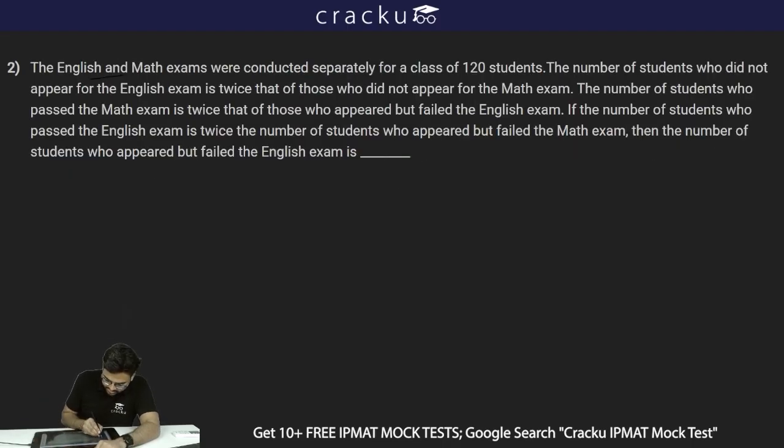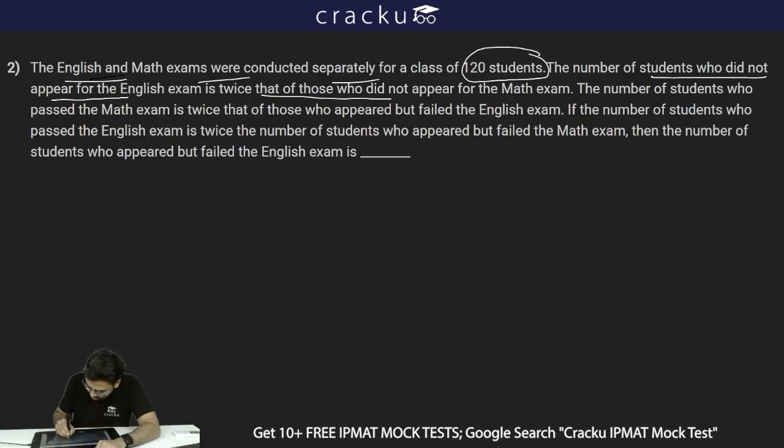The next question is saying the English and Maths exam were conducted separately for a class of 120 students. So, there are 120 students. The number of students who did not appear for the English exam is twice that of those who did not appear for the Math exam.